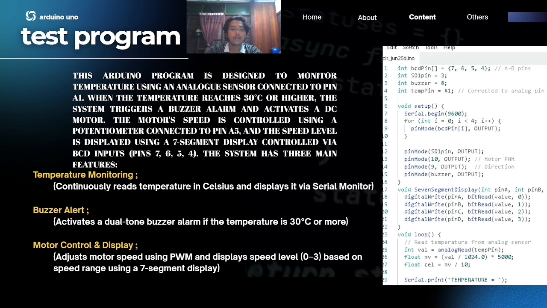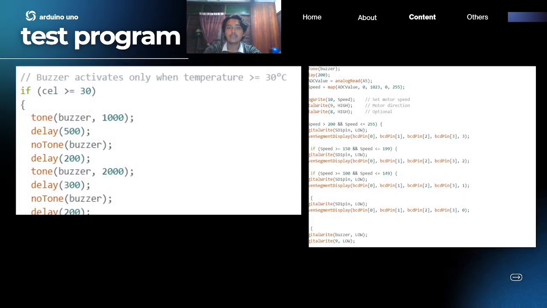So on the right side, we can see the picture of our coding. Basically, this coding is about the declaration of the pin for every component, and also the coding for the temperature sensor. And for the next one, on the left side, we have the coding for the buzzer, and on the right side, this is the coding for the DC motor and the 7-segment display.